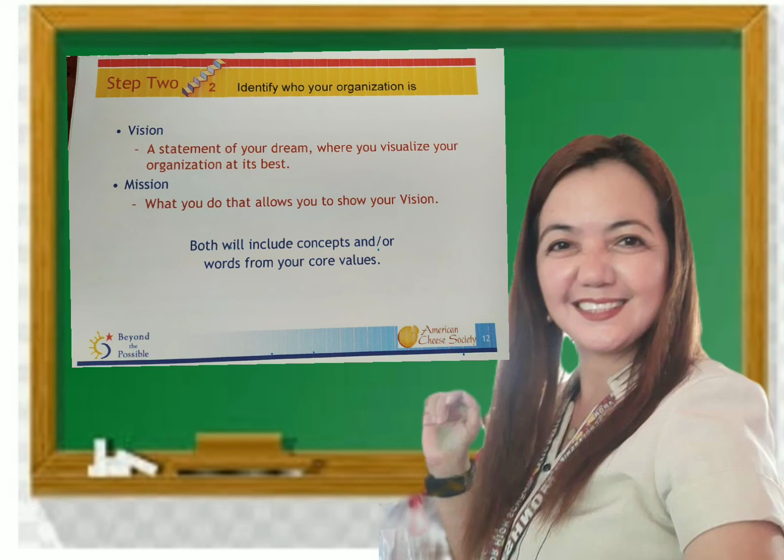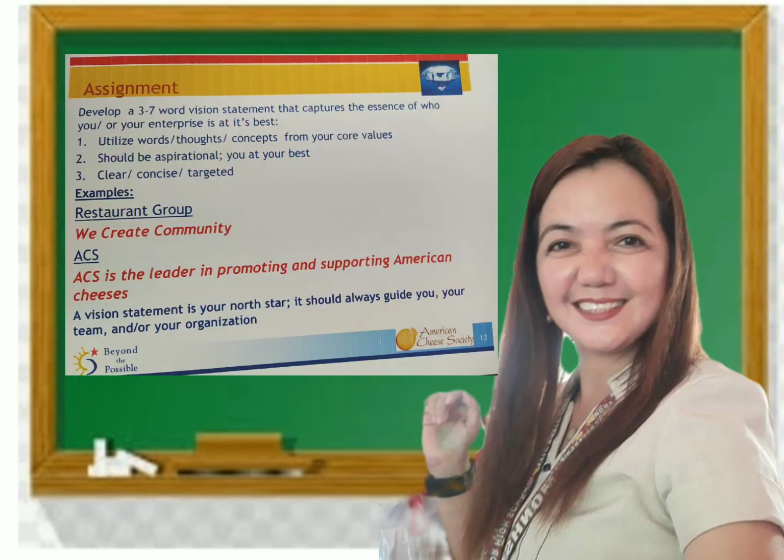So, this is the task that you're going to do. It's going to be your assignment in your group. You have to develop a 3 to 7 word vision statement that captures the essence of who you or your enterprise is at its best. Number 1, utilize words or thoughts or concepts from your core values. Second, it should be aspirational: you at your best. Third, clear, concise, targeted.